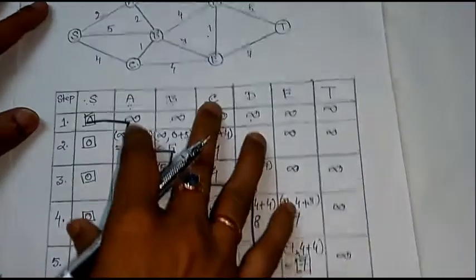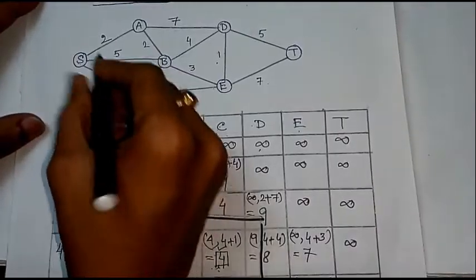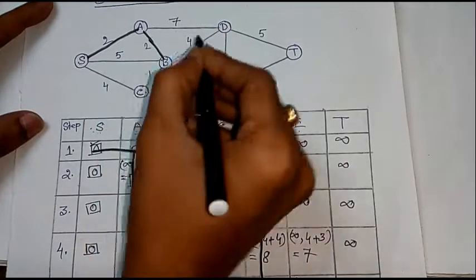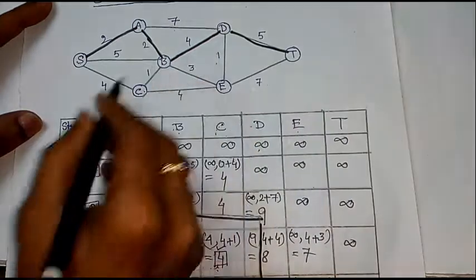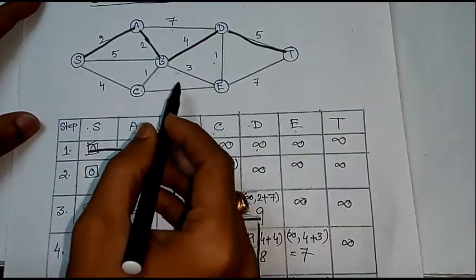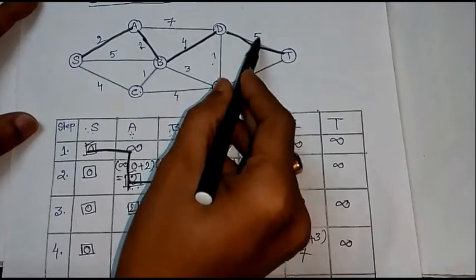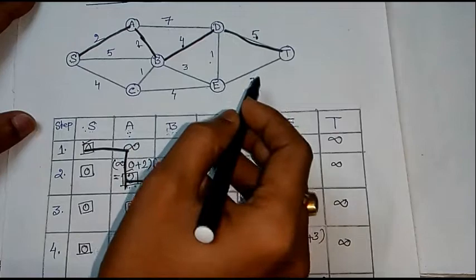If we highlight it in the graph, we find that the shortest path is from S to A, from A to B, from B to D, and from D to T. And what is the length of this shortest path? We find that 2 plus 2 is 4, 4 plus 4 is 8, plus 5 is 13. So this is the minimum length, and this is our shortest path by Dijkstra's algorithm.